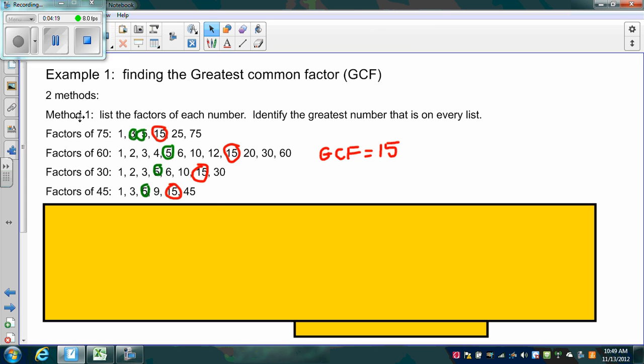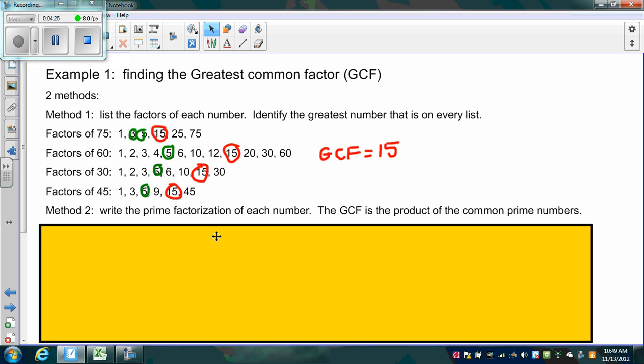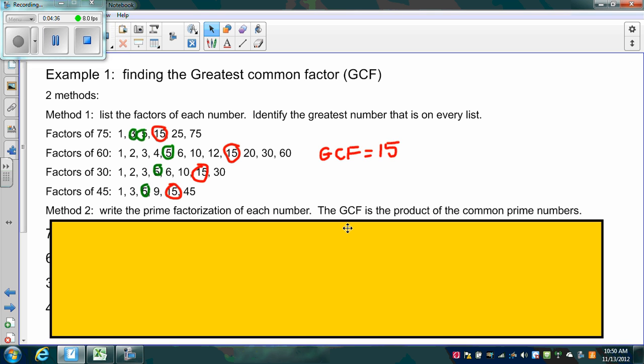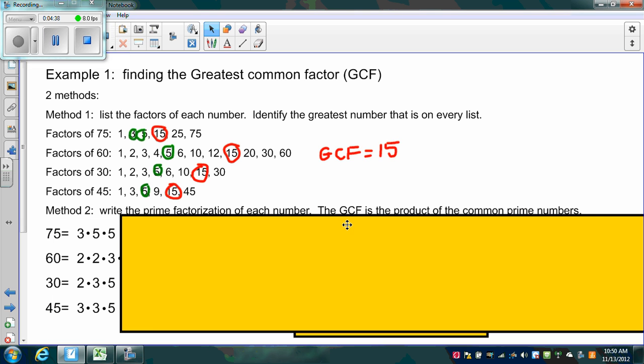So that's method 1. Method 2 is actually the one that I prefer to use, but you're welcome to use either. It is to write the prime factorization, using that tree, or sometimes some of you may have developed a method for doing it without the tree. Then we multiply all the common prime numbers.